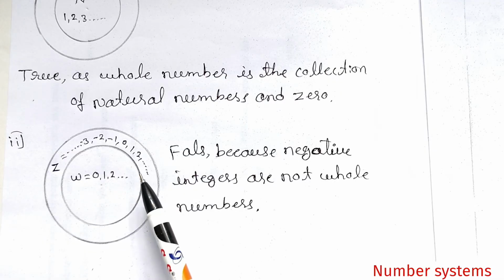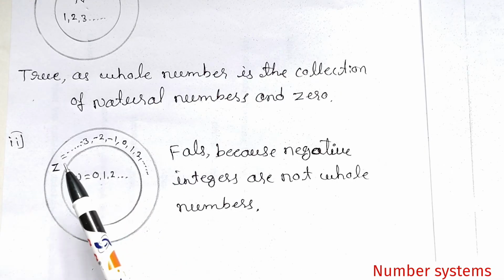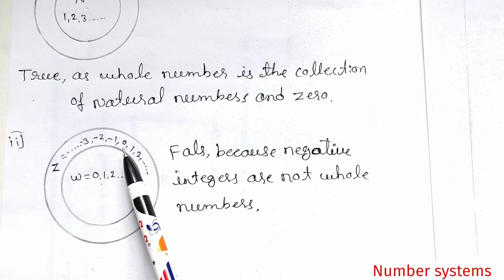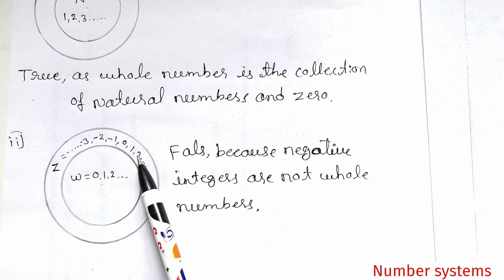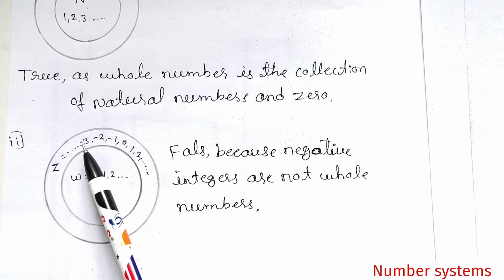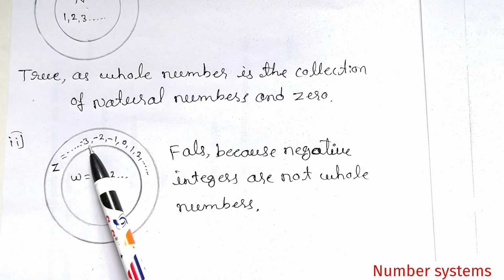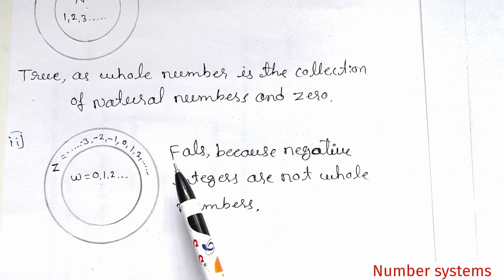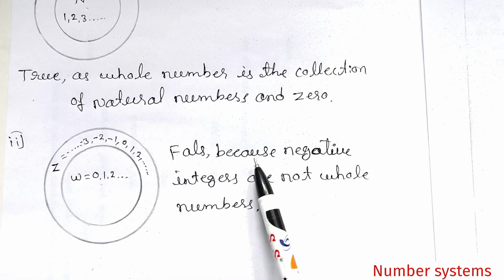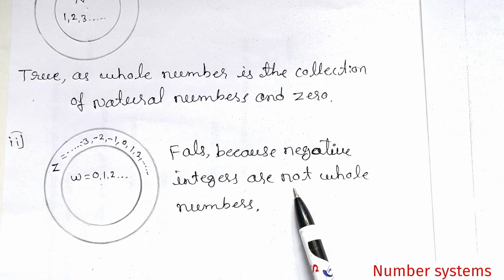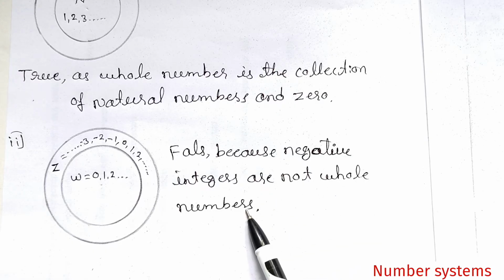Dear students, second statement, every integer is a whole number. Integers include 0 and also positive integers and negative integers, but whole numbers include positive integers and 0 but not negative integers. That's why this statement is false. You can write, this statement is false because negative integers are not whole numbers.